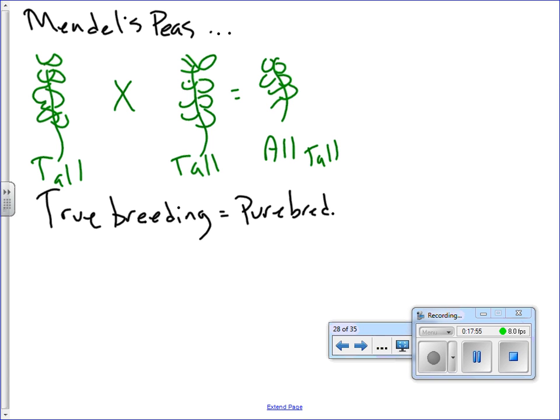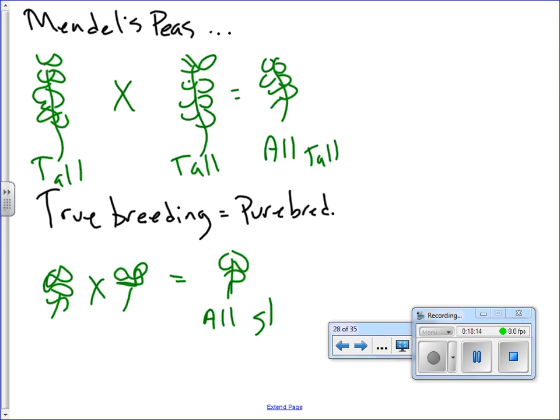And then the same thing happens with the short plants, right? He could take a short plant and another short plant, and you get all short. And these he called true breeding short plants. Again, no big surprise at all. Totally predictable. But then here's where it gets interesting.